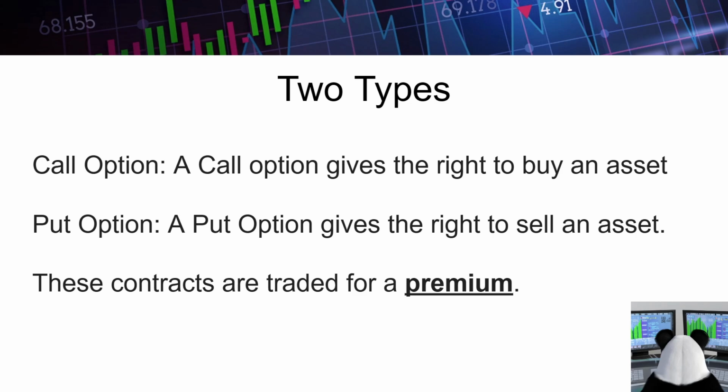Why are people willing to pay this premium? Two common reasons are hedging of investments to reduce risk and leveraging speculation of future price movements. To understand this further, let's look at how an option premium changes with movement of the underlying stock.